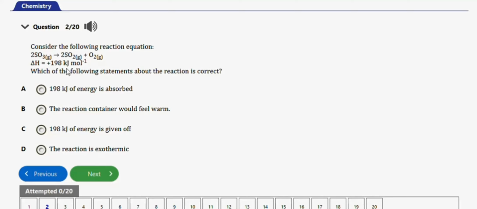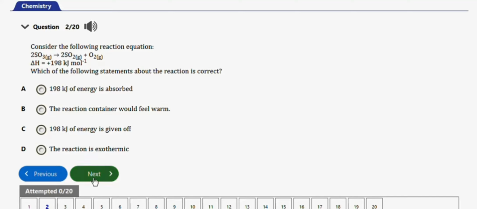So this is endothermic, that means heat is absorbed, right? We are asked which of the following statements about the reaction is correct. The reaction container would feel warm. 198 kilojoule of energy is given off. The reaction is exothermic. So the right answer is option A, 198 kilojoule of energy is absorbed. Since it's endothermic, delta H is a plus value. Right, so it's endothermic, and in endothermic, heat is absorbed. So the right answer is option A.